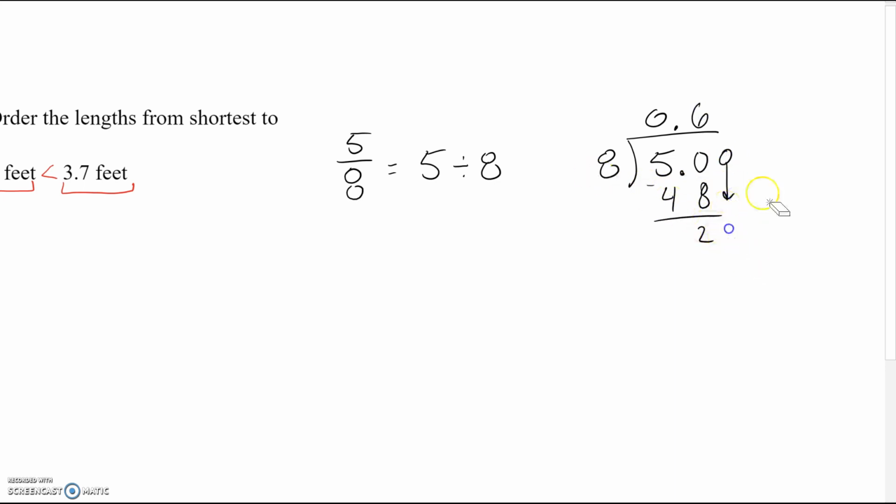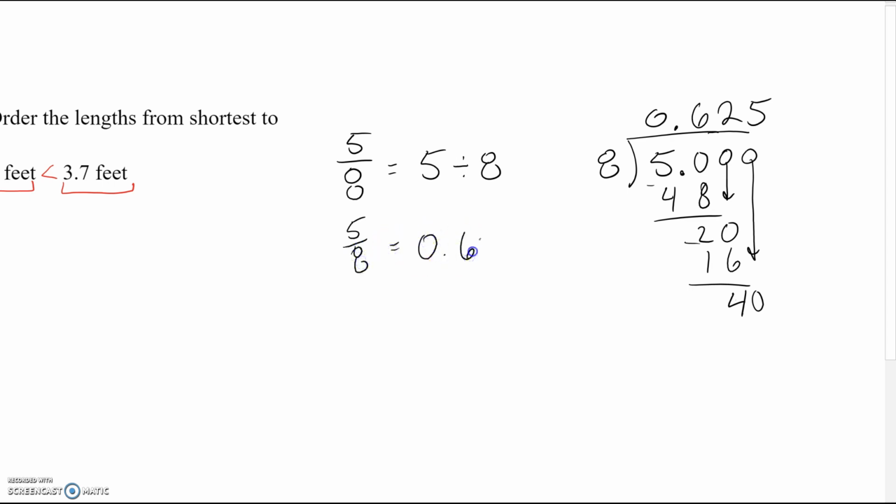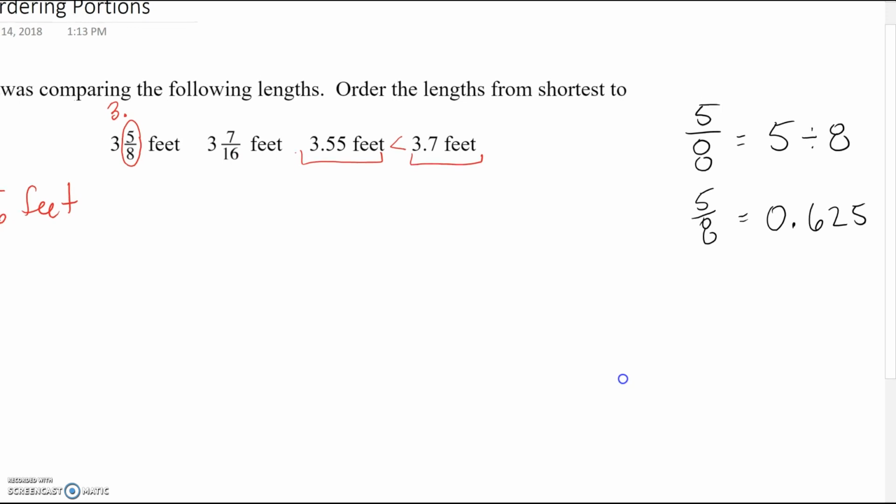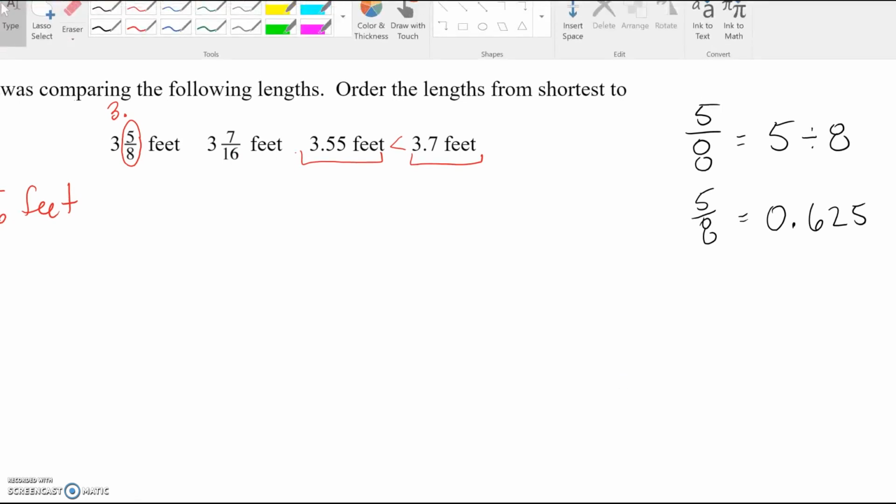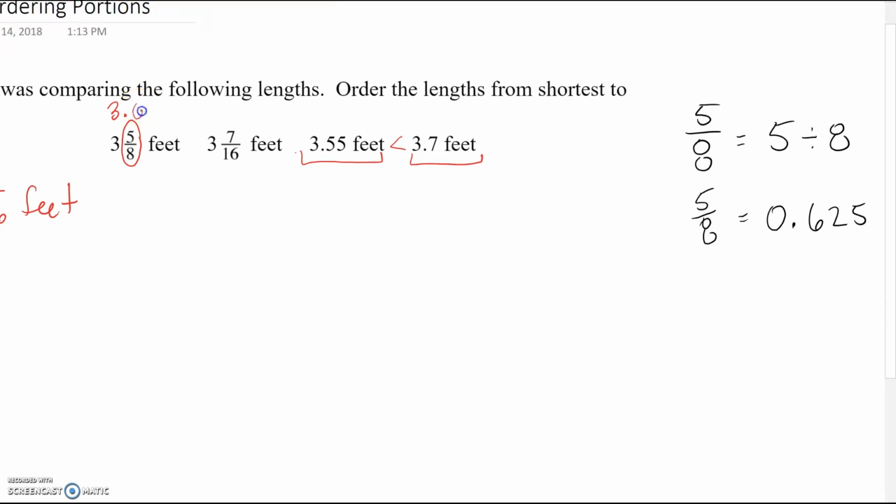8 goes into 20 2 times. 2 times 8 is 16. That's a remainder of 4. Still have a remainder, so let's continue the division problem. 8 goes into 40 5 times. So 5/8 is equivalent to 625 thousandths. So I know that 3 and 5/8 is equivalent to 3 and 625 thousandths.